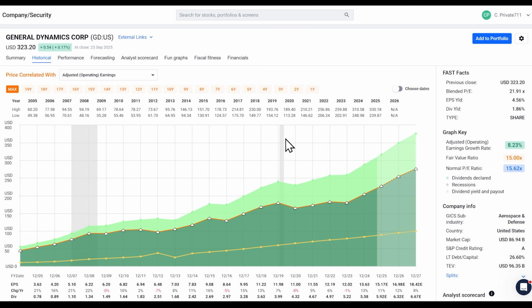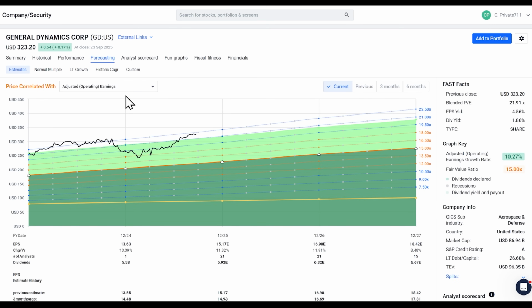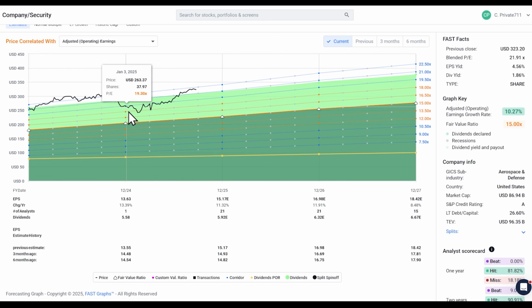Now, one of the things that I start out with when I use the FastGraphs tool is analyst estimates. This is kind of a pet peeve of mine, if you will, because I get a lot of trolls on the site, especially in the comment sections, that want to always talk about how inaccurate analyst estimates are. So let's go into the forecasting calculators provided by FastGraphs, and let's talk about analyst estimates a little bit, okay?